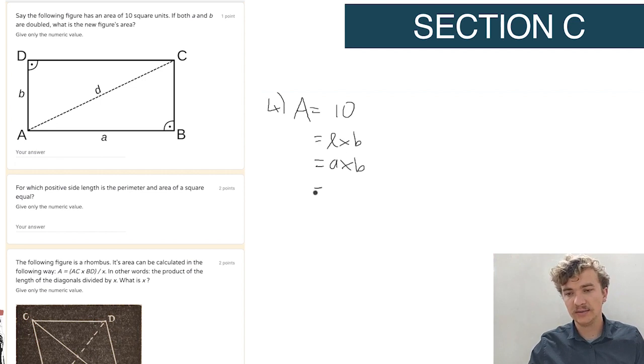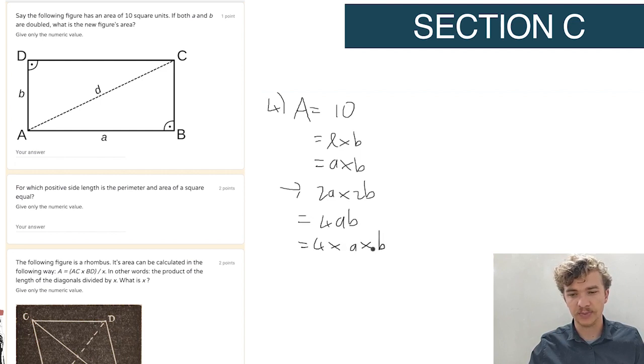And now they're saying, what if the A and the B changed to double? So A changes to 2A and B changes to 2B. But 2A times 2B is just 4AB, or 4 times A times B. But A times B is actually just the original area, which is equal to 10. And now all of a sudden we know that the new area should be 4 times 10, which is 40 square units. So the answer over here is 40.